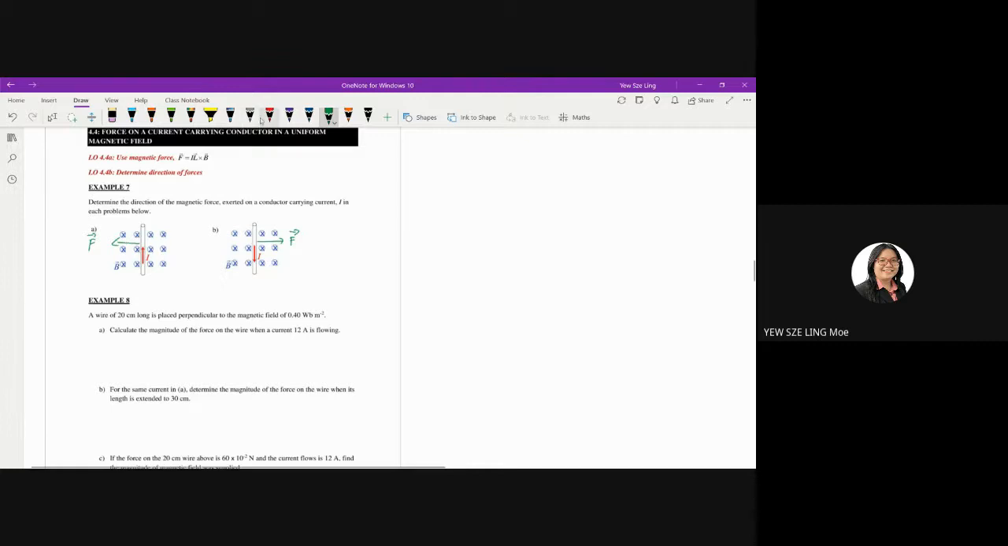And there is a correction in your learning outcome right here. We use small letter l. F equals I l cross B. We use small letter l to represent length.